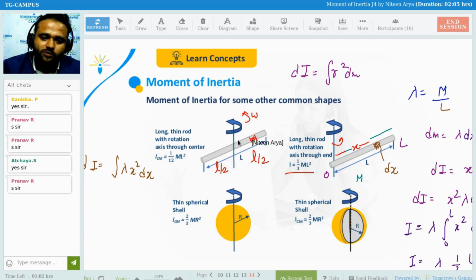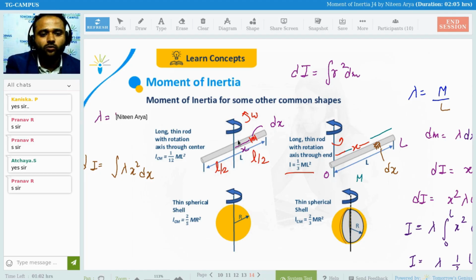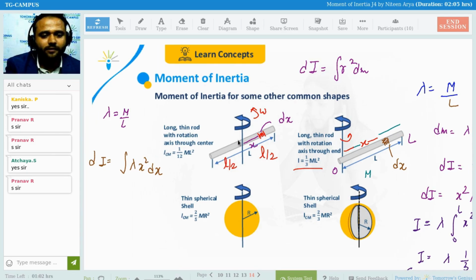Again, the same thing I can do. This is the small dx element, and this is the x from the axis of rotation, and the same thing is going to happen here also. Clear? Because it is a linear rod, this rho is going to be M by L, the total mass over total length.